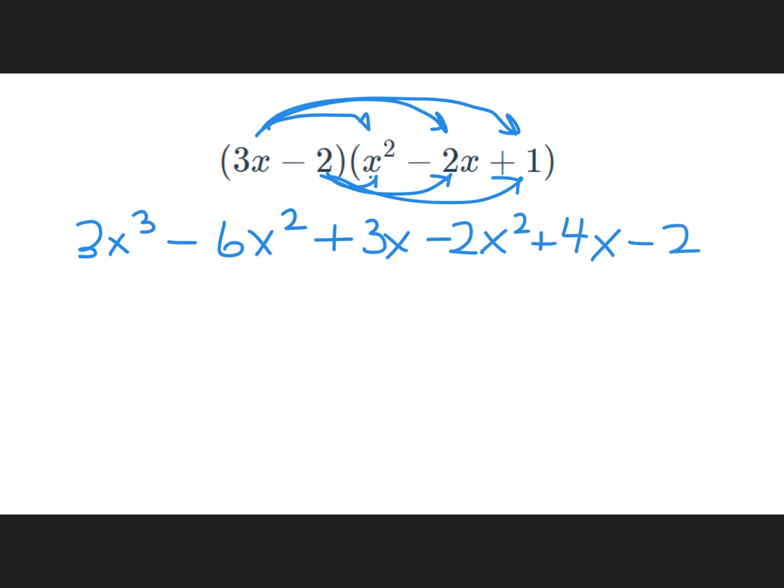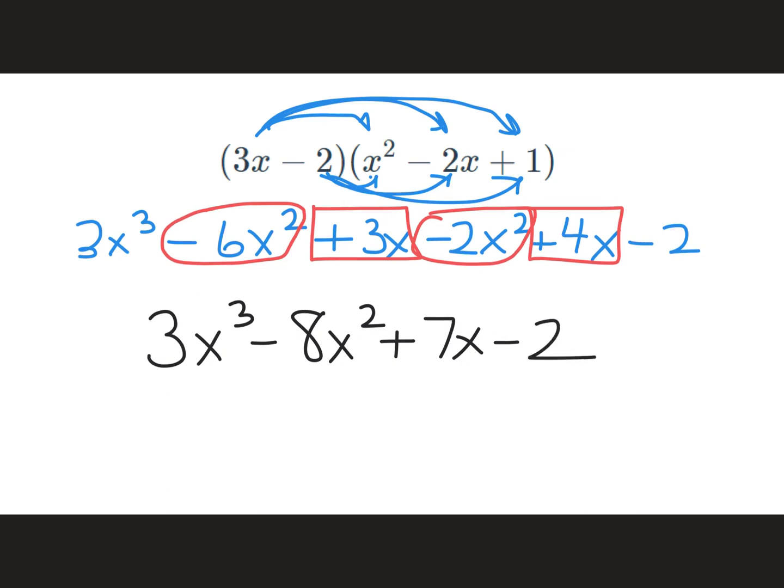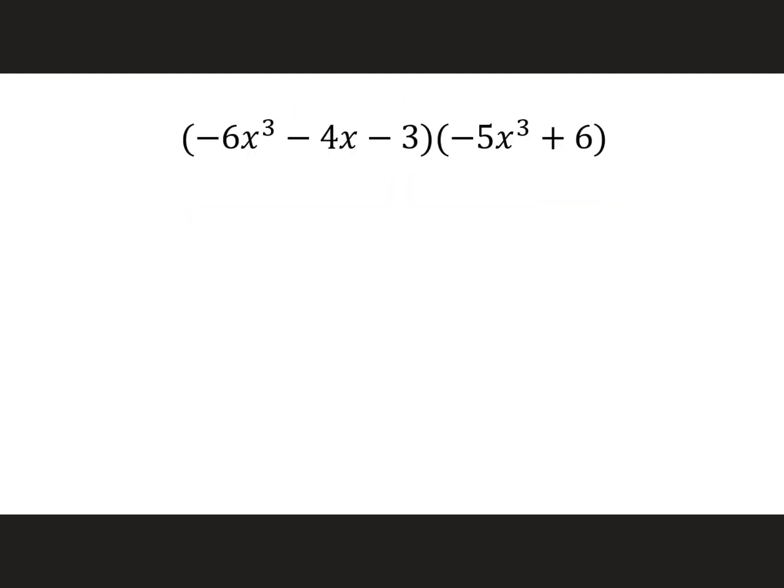Alrighty, now it's time to put everything together. I see that I have like terms with the x squareds, and I also have like terms with the x's. All right, time to finally combine all the like terms. 3x to the power of 3, negative 8x squared, positive 7x, minus 2. There you go. This might look a little weird because the trinomial is first, but you can always switch the places and have the binomial go first.